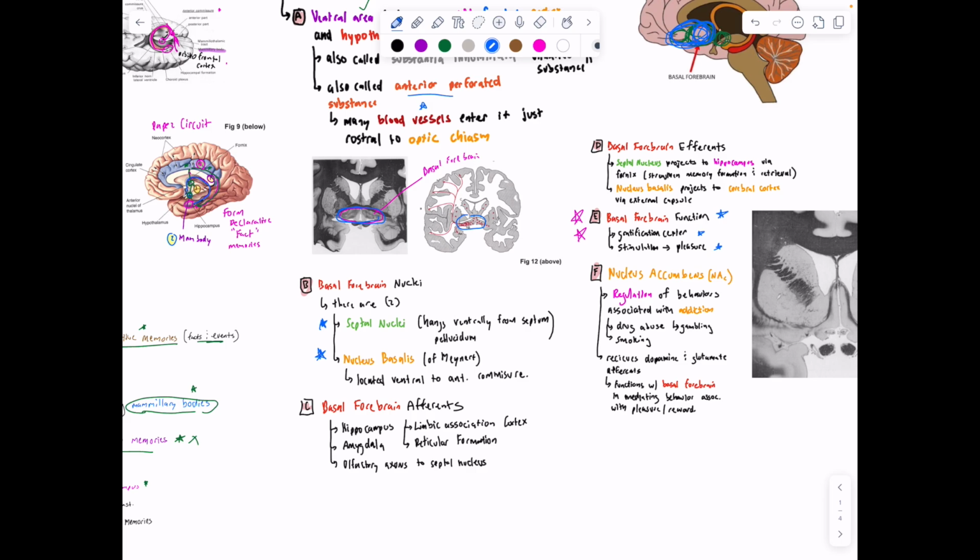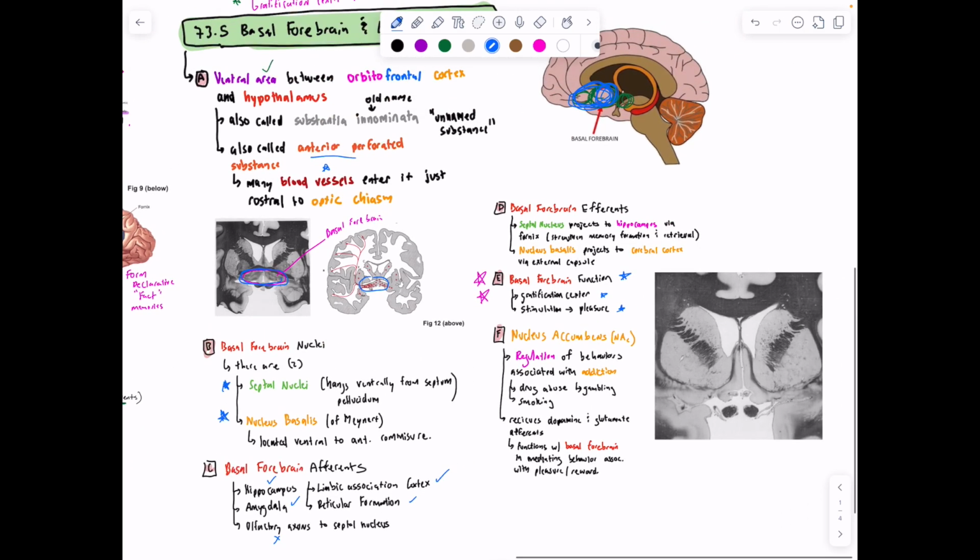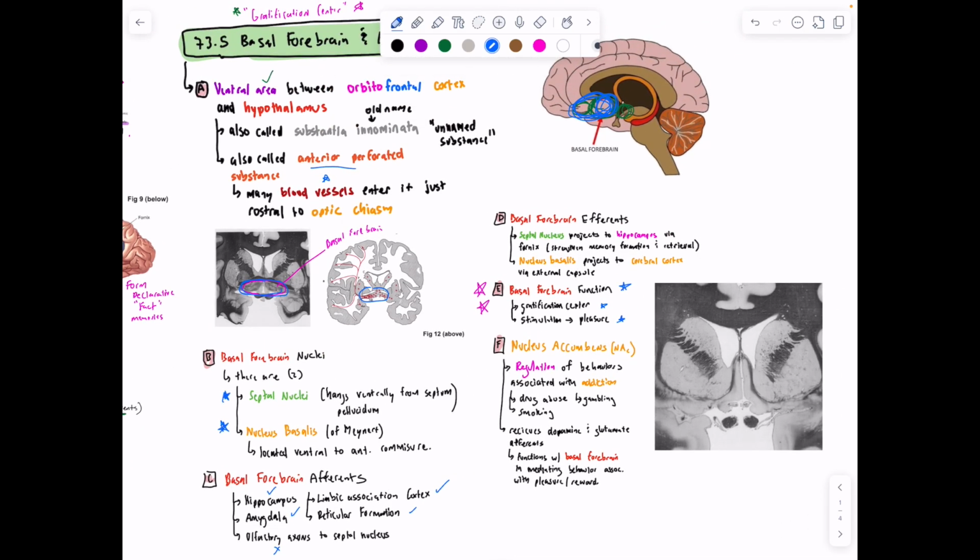Well, it's taking in information from other parts of the limbic system, hippocampus, amygdala, association cortex, olfactory axons, and then reticular formation of the brainstem. And then it's outputting to the hippocampus to strengthen memory formation and retrieval. Again, this is all associated with gratification. And then nucleus basalis projects to the cerebral cortex overall.